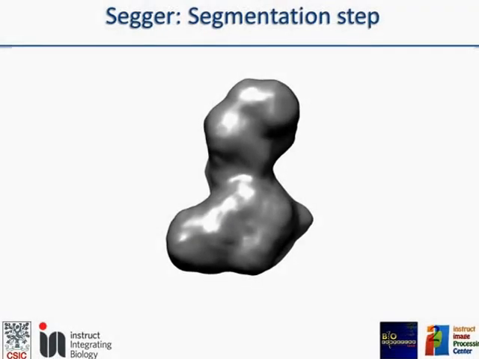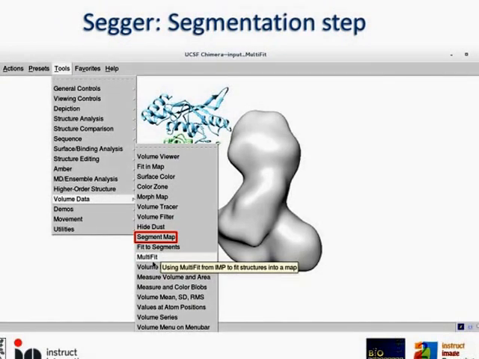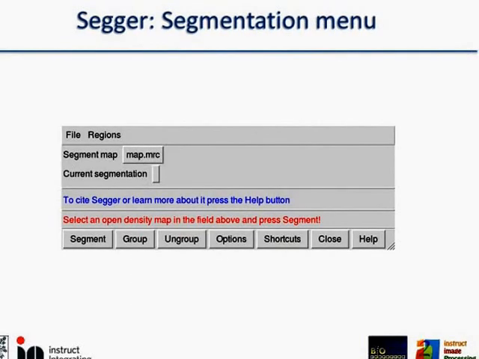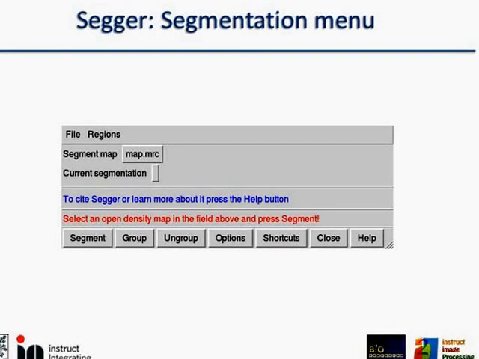So the first thing that we need to do is divide this volume into smaller regions. I forgot to take another slide, so I am using the same MultiFit. Go to Tools, Volume Data, and you have here the option Segment Map. When you click here, you will see a dialog window like this, where the only thing you choose initially is the map you want to segment. We will talk again about the options.